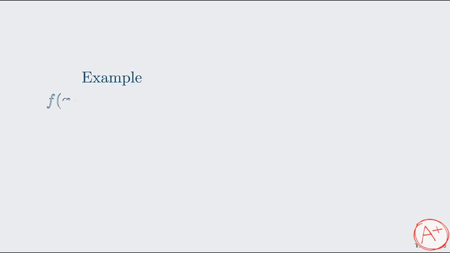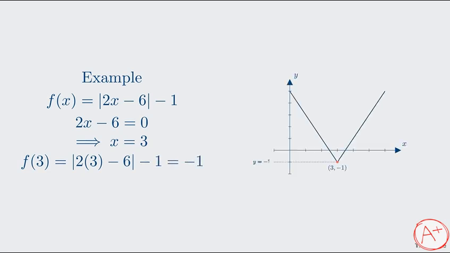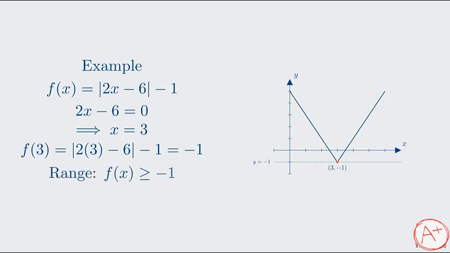Consider the function f of x equals the modulus of 2x minus 6, then minus 1, for all real x. First, we find the vertex by setting the inside of the modulus to 0. The vertex occurs at x equals 3. Substituting this back in, we get the minimum value, which is negative 1. Since the modulus part, the absolute value of 2x minus 6, is always greater than or equal to 0, the smallest f of x can ever be is 0 minus 1. Thus, our range is f of x is greater than or equal to negative 1.